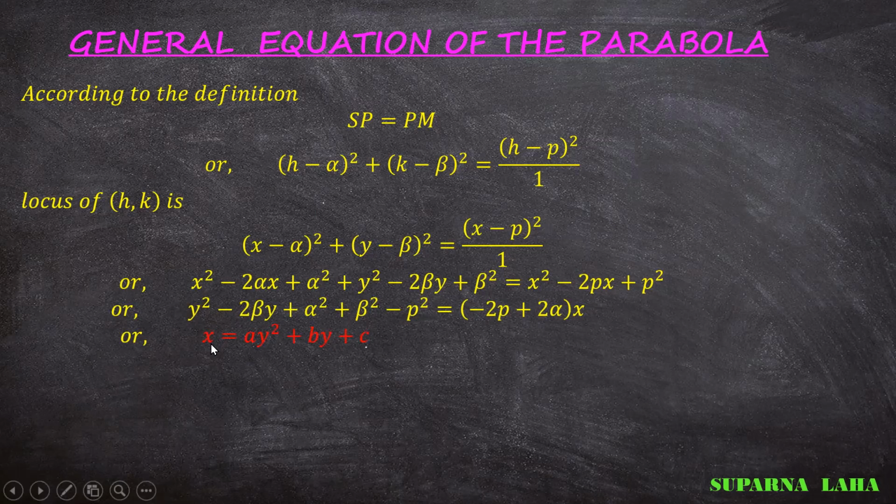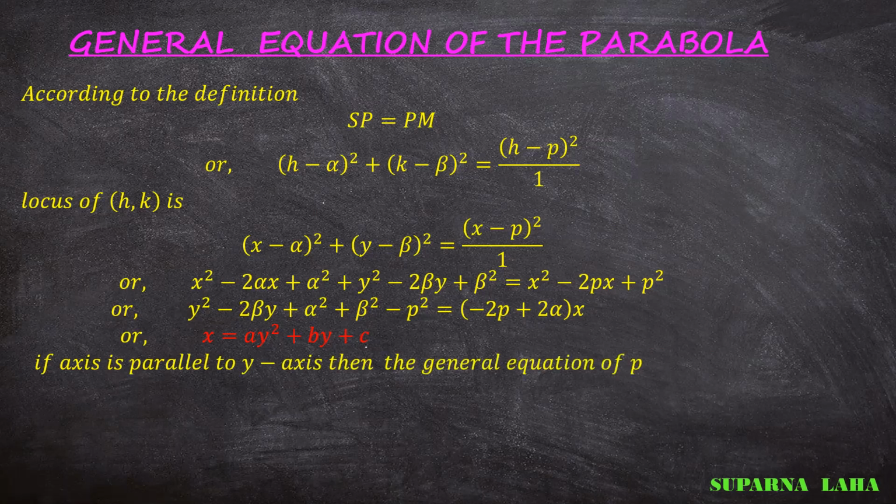So you can find this kind of equation, that is x equals ay square plus by plus c. This is called the general equation of the parabola when the axis of the parabola is parallel to the x-axis. Now if it is parallel to the y-axis, then the general equation of the parabola looks like y equals ax square plus bx plus c.